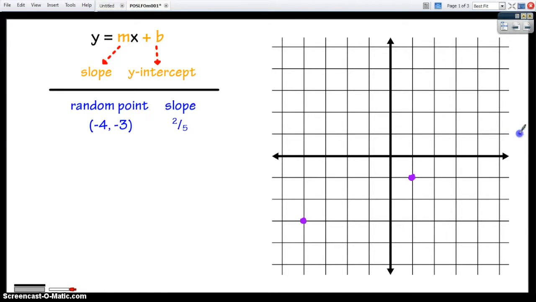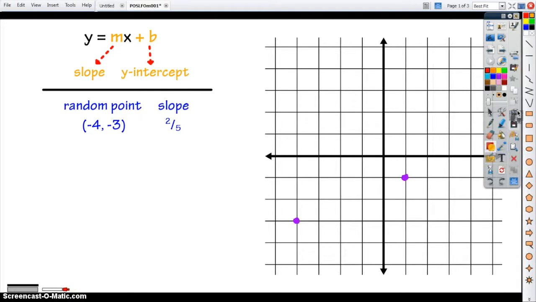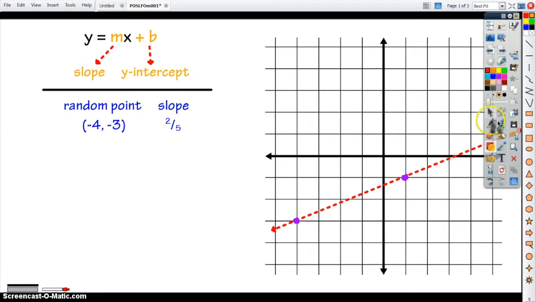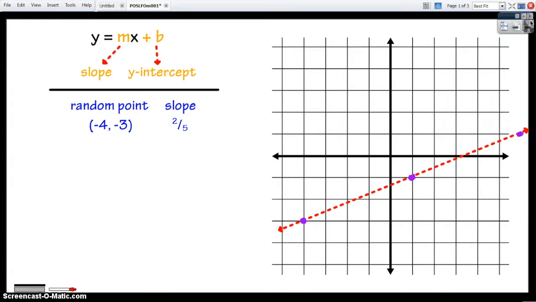Up 2/5. And so as long as I've got a starting point and a direction to go in, that's all the information I need to graph a line. And there we go. And so what this brings us to is something called point-slope form. It's this idea that it doesn't have to be the slope-intercept. It can be just some point and then the slope. Now what if I need to write the equation? Well, there's a way to do that as well.